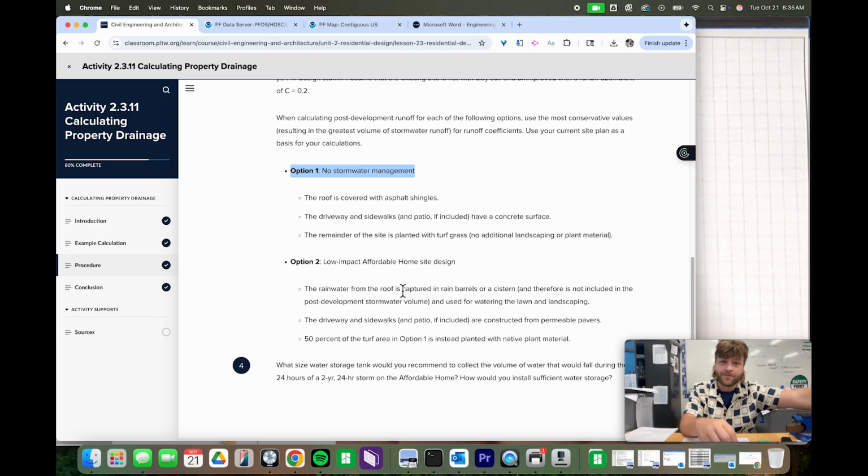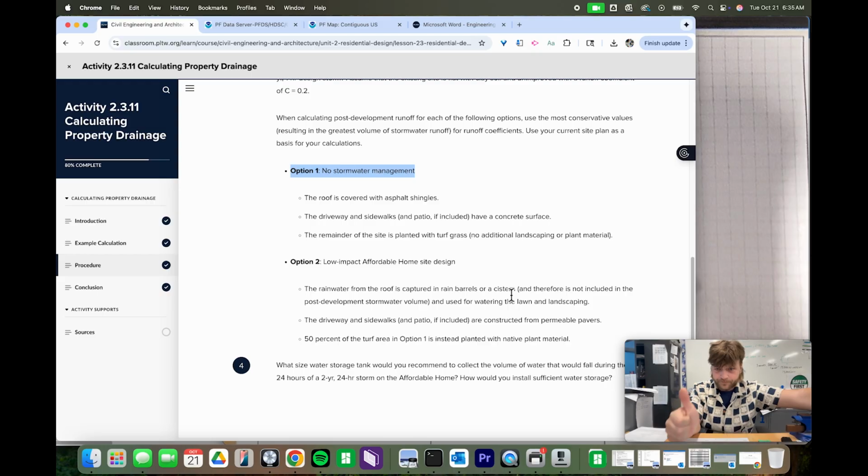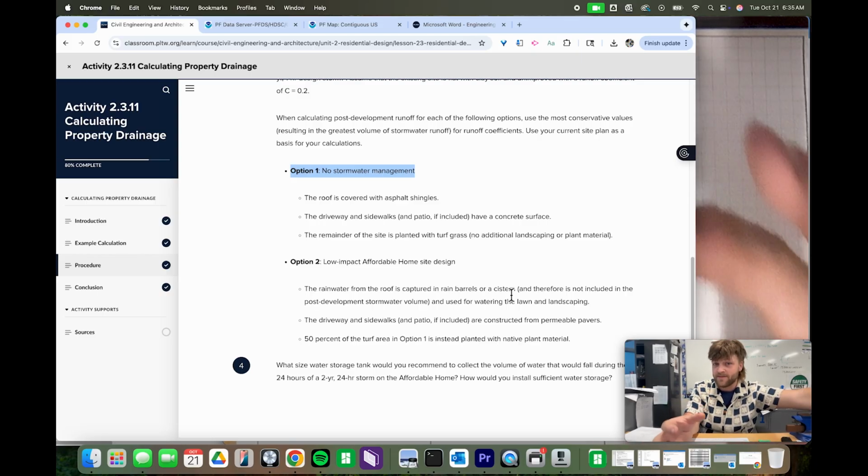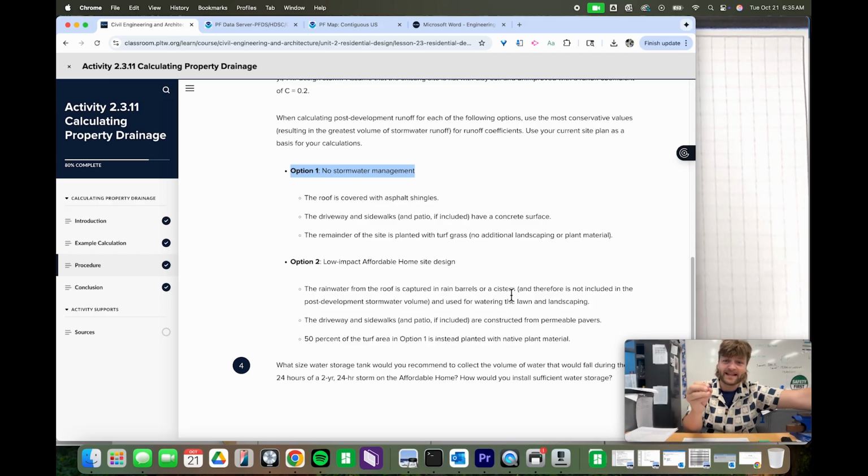Then option 2 is where we have the low impact affordable home site design. Make sure that you know what all low impact consists of for your site. So first off, one of the things that is going to make this a low impact affordable home site design is that you're going to have the rainwater from the roof collected in either a rain barrel or a cistern. And what that allows us to do is not include the roof in our post-development stormwater runoff, right? Because we're going to capture that water and then later use it for watering the lawn as well as the landscaping.